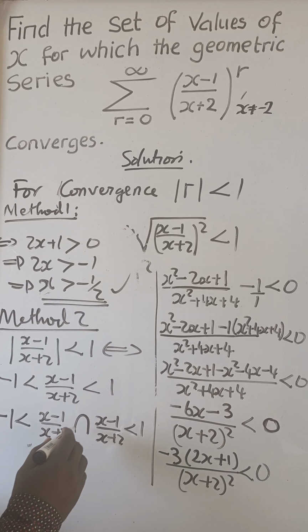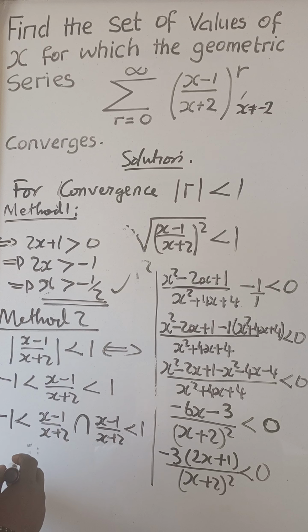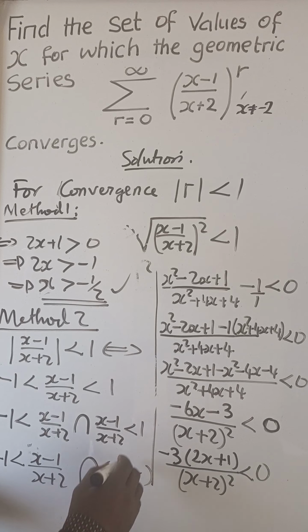We'll get this solution and we'll intersect it with this solution to get our solution, the set of values of x. Okay. So let us take this part: negative 1 less than (x minus 1) all over (x plus 2). All right? And then we'll intersect with that other solution. We're going to take this other one later. Let's start with this one.